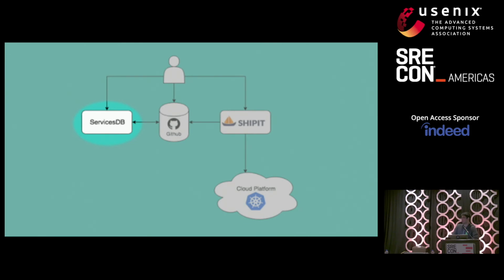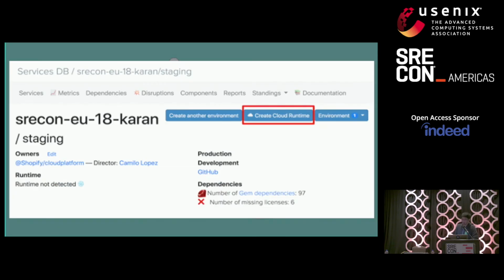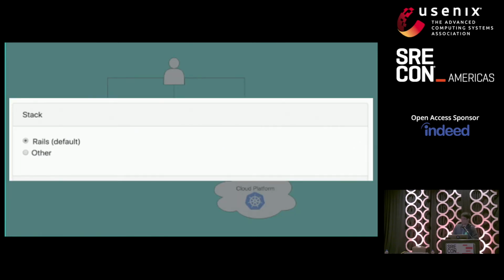It's just a way for us to track all running services at Shopify. The more important aspect of that is it's actually just a simple web UI, which allows you to pick and choose how your infrastructure needs to be set up. So you create a new GitHub repository, you go to Services DB, and you have the option of creating a new cloud runtime. You click that button, and I know there's a typo. I mistakenly named the repo for SREcon18, not NA.